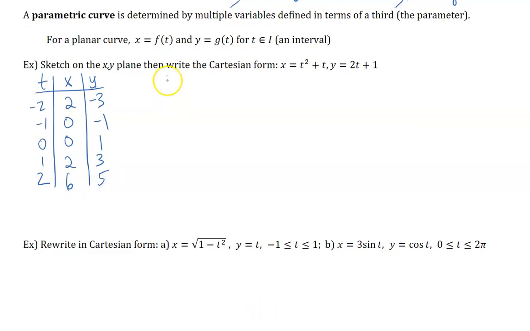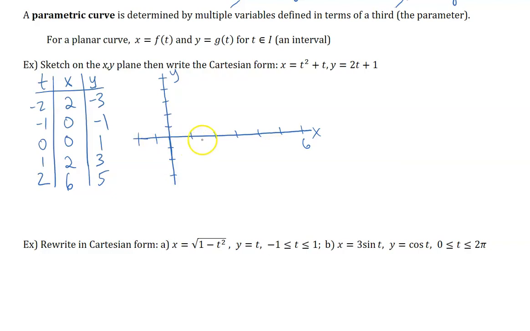Okay, so then let's plot these points. Now, I'm plotting this on the xy plane. So this is the x-axis, this is the y-axis. I need to go to 6, so 1, 2, 3, 4, 5, 6. Hold on, I'm going to make that a little bit taller. Okay, that's probably good enough.